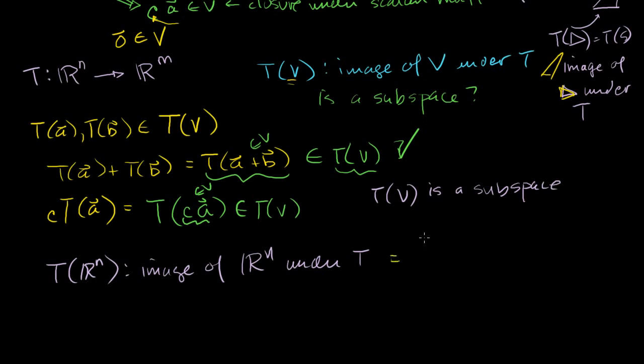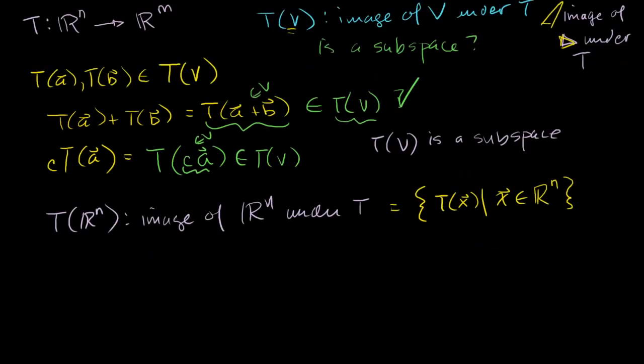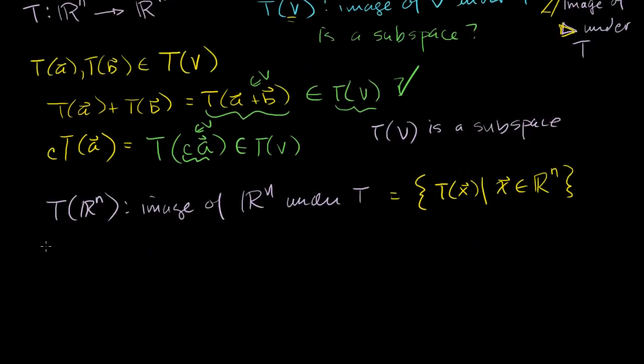This is equal to the set of the transformation of all of the x's where each x is a member of Rn. So you take each of the members of Rn and transform them, and you create this new set. This is the image of Rn under T. Well, there's a couple of ways you can think of this. Remember when we defined T as a mapping from Rn to Rm.